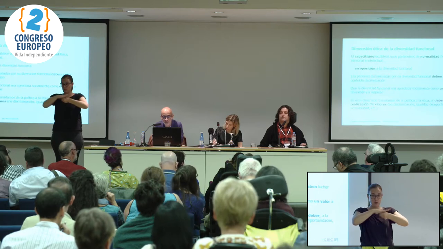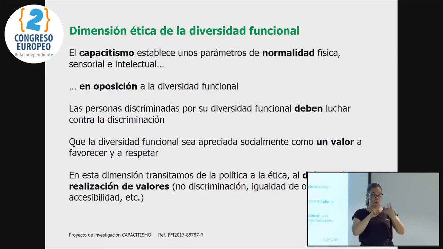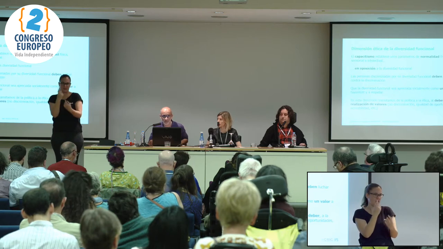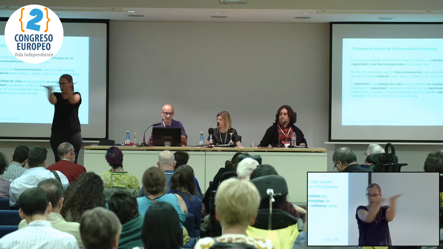The next dimension that I'd like to establish is the ethical dimension. It's a dimension that has to do with values. So we're going from politics to ethics, in other words, from practices to values. Something that to me is important is that we really need to make sure that functional diversity is understood, because this is where the ethical dimension comes into play. And we're not only talking about functional diversity, there are other values that we need to bring into play as well: non-discrimination, equal opportunities, and things like that. And these are values, and from this ethical perspective or this ethical dimension, we need to make sure that these values are prominent in society.